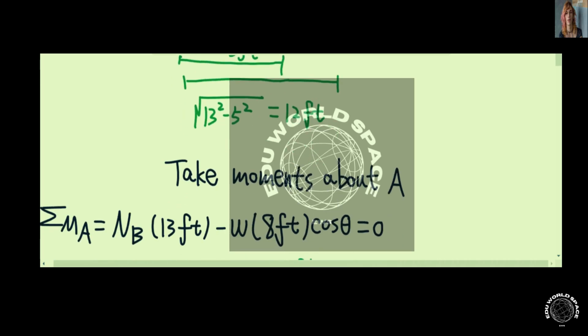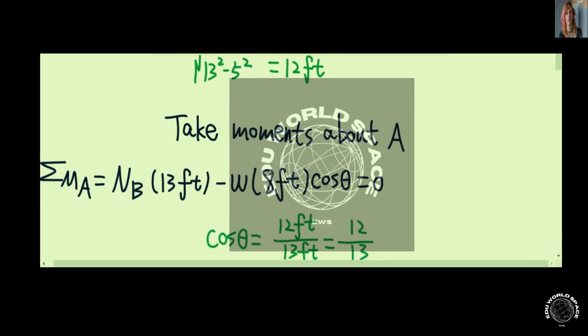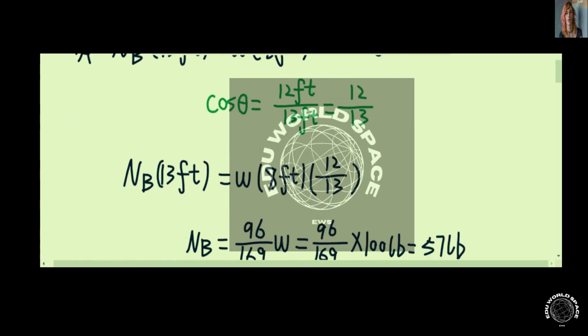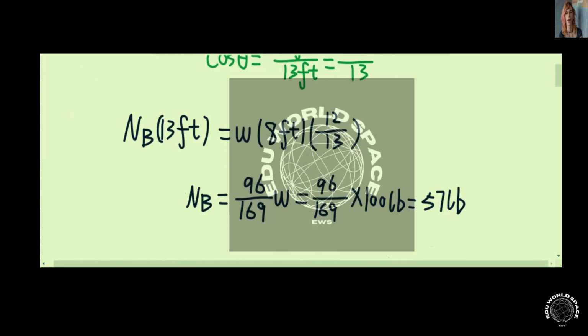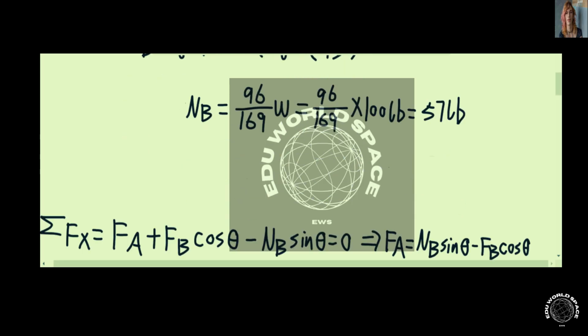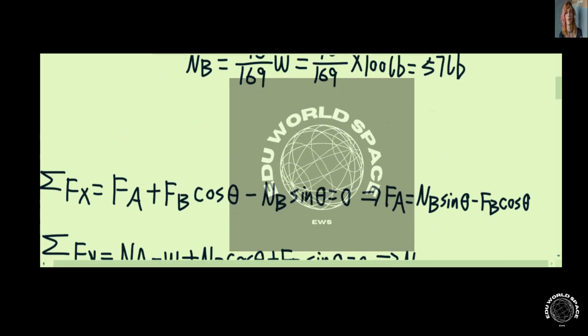And this will give us NB times 13 feet minus W times 8 feet, and then times cosine theta, is equal to 0. And we know cosine theta can be expressed as 12 feet over 13 feet, which is equal to 12 over 13. So eventually you have NB, which is the normal force at point B, equal to 57 pounds. So now let's apply force equilibrium for this question.